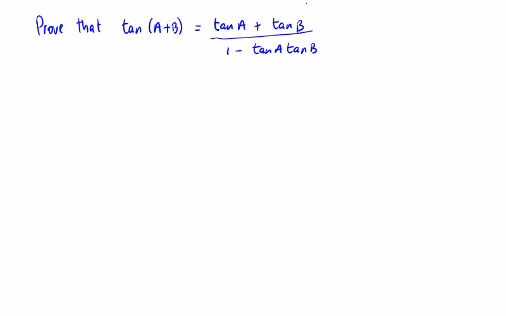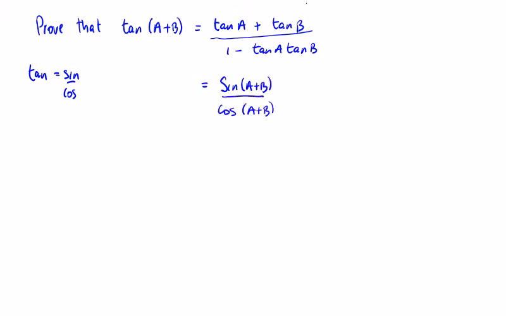Next question is a proof of a trig identity, tan. So what is tan equal to? Tan is equal to sine over cos. I think that's the easiest way to do this question. So tan A plus B is going to be equal to sine A plus B over cos A plus B.